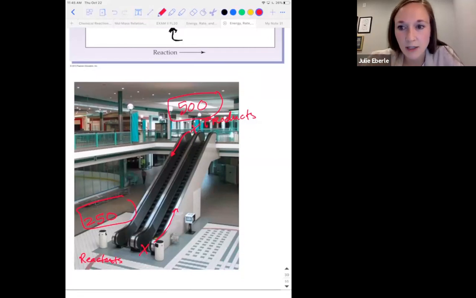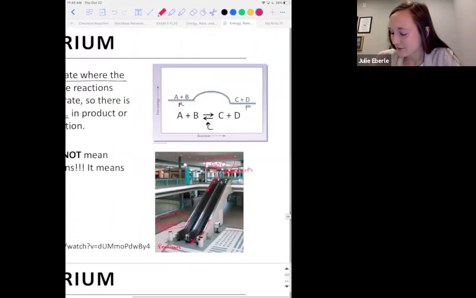Okay. That's essentially equilibrium. I don't know if that helped. I see some weird looks. Okay. Does that help? I don't know. I hope it helps.